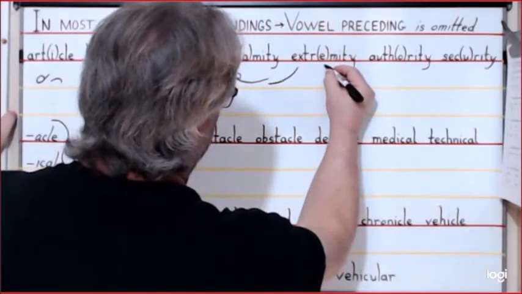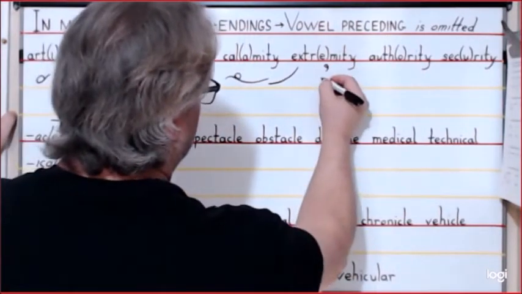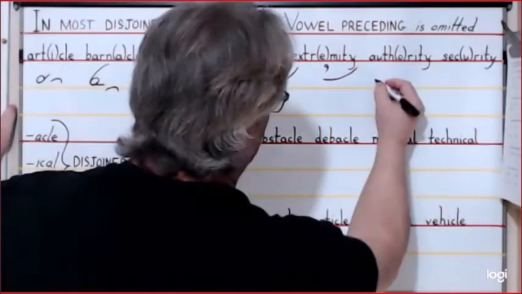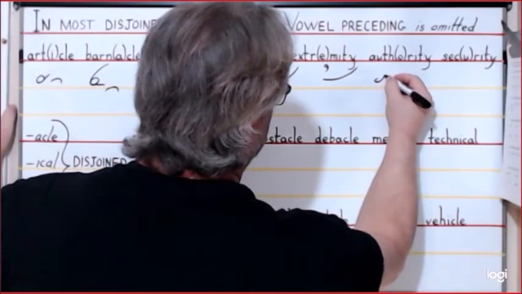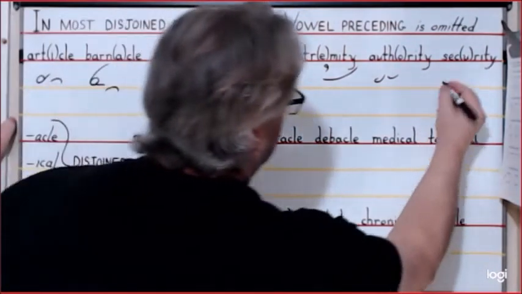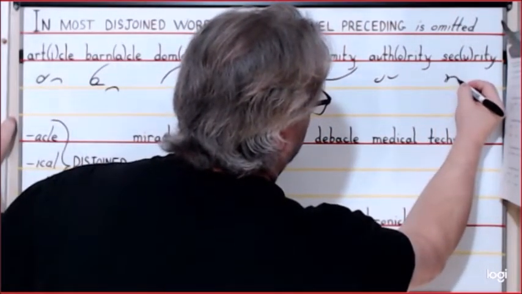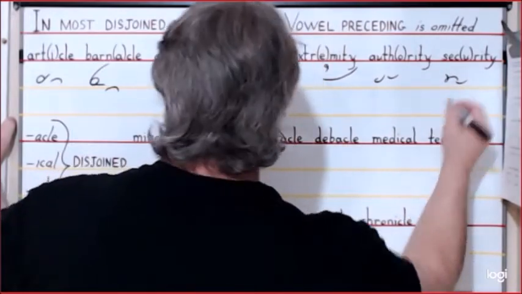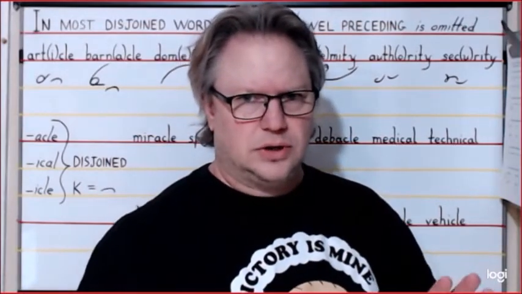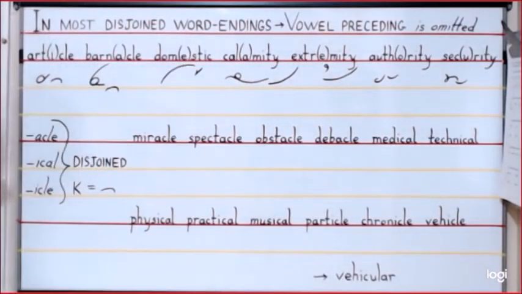Extremity, ES above the line, and then an MT stroke as well. Authority is going to be the OTH, and then the disjoined R. And security, SEK, and then a disjoined R. And of course, we'll be getting into what all these word endings mean. So the first one we'll discuss is the disjoined suffix ACLE, ICAL, and ICLE.